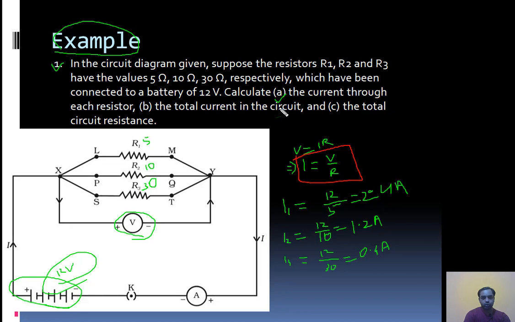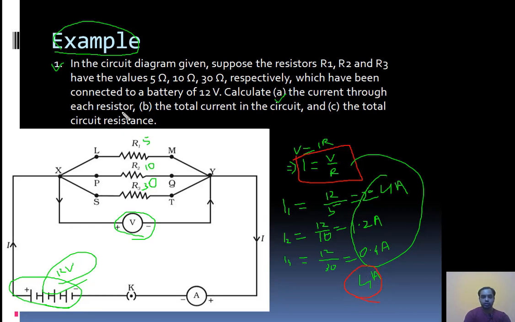Now B, the total current in the circuit. What is total current? Total current is nothing but summation of these three. That is 2.4 plus 1.2 plus 0.4. 2.4 plus 1.2 is equal to 3.6. 3.6 plus 0.4 is equal to 4 ampere. So 4 ampere current is flowing through this circuit.